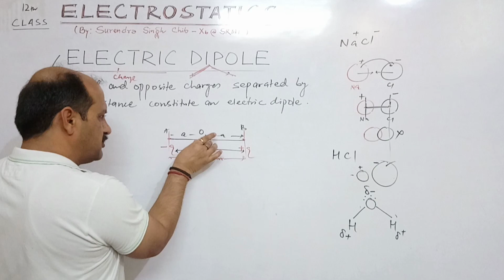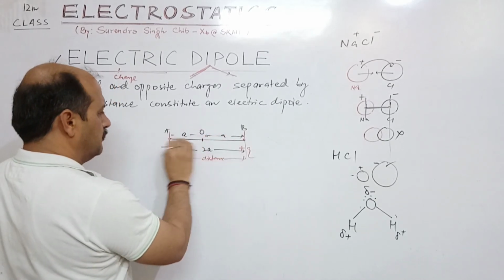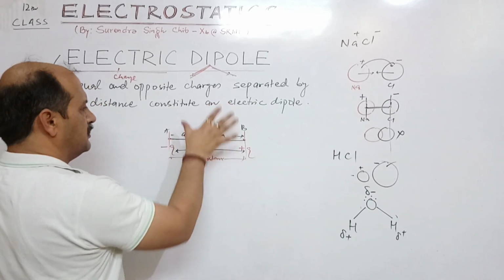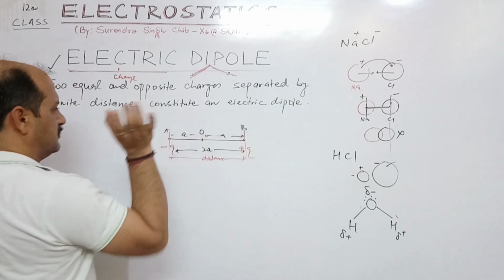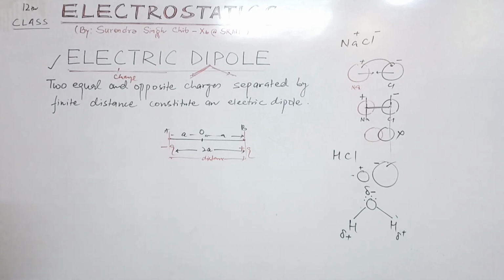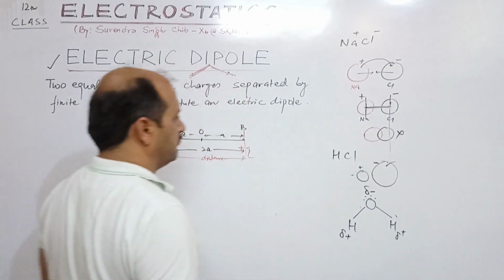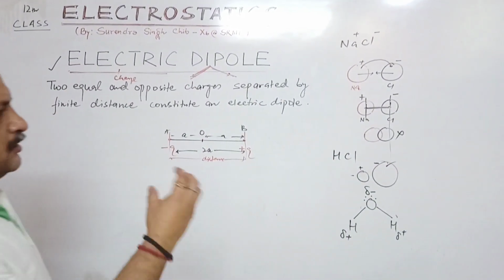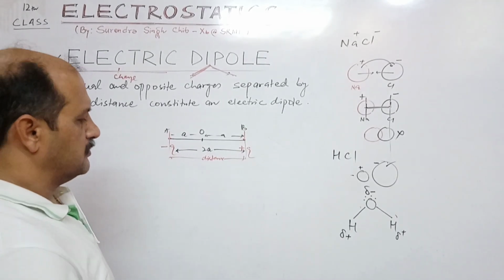There is a force of attraction between them, there is a force of repulsion between them, and when both are equal and opposite and balancing each other, the dipole is formed and exists at a particular distance. This is called an electric dipole. Most of the ionic substances are electric dipoles. Even polar substances are also electric dipoles, in which positive and negative charges are separated by a small distance.